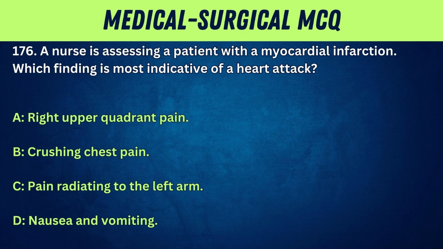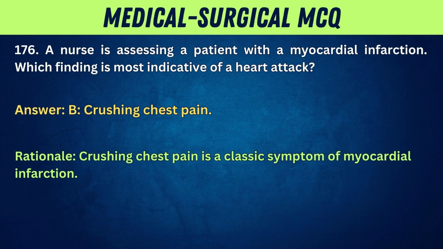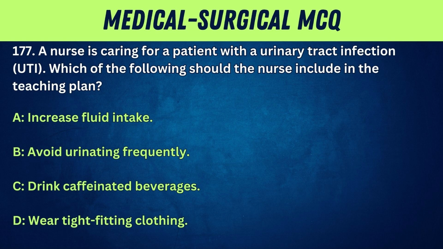176. A nurse is assessing a patient with a myocardial infarction. Which finding is most indicative of a heart attack? A. Right upper quadrant pain. B. Crushing chest pain. C. Pain radiating to the left arm. D. Nausea and vomiting. Answer: B. Crushing chest pain. Rationale: crushing chest pain is a classic symptom of myocardial infarction.